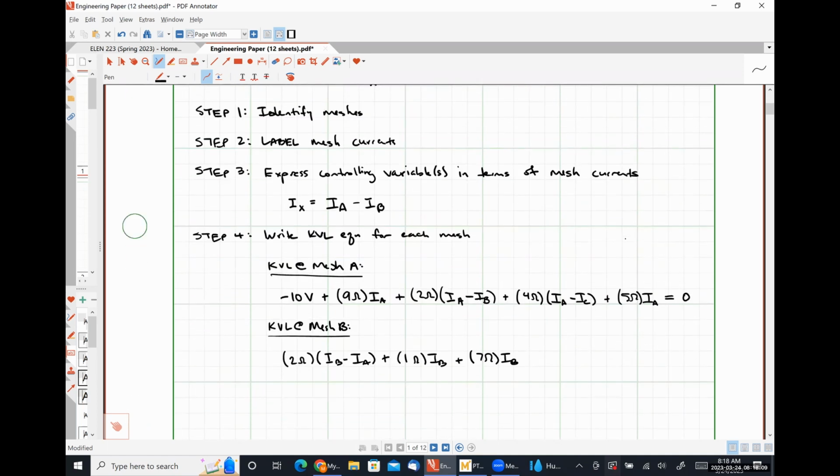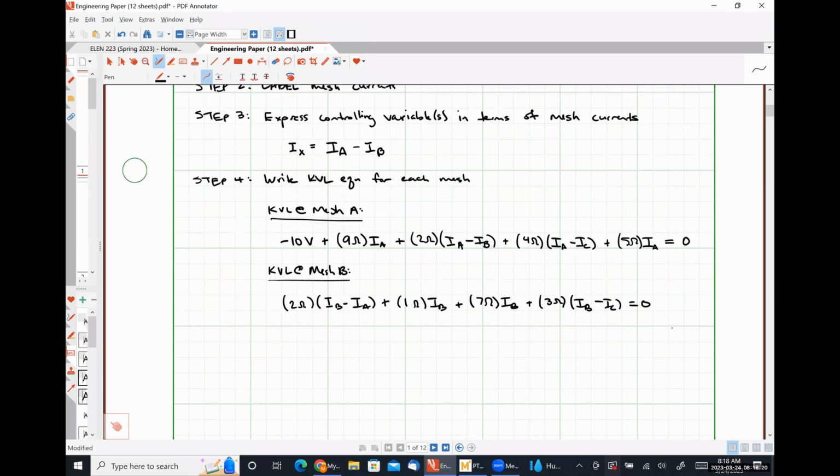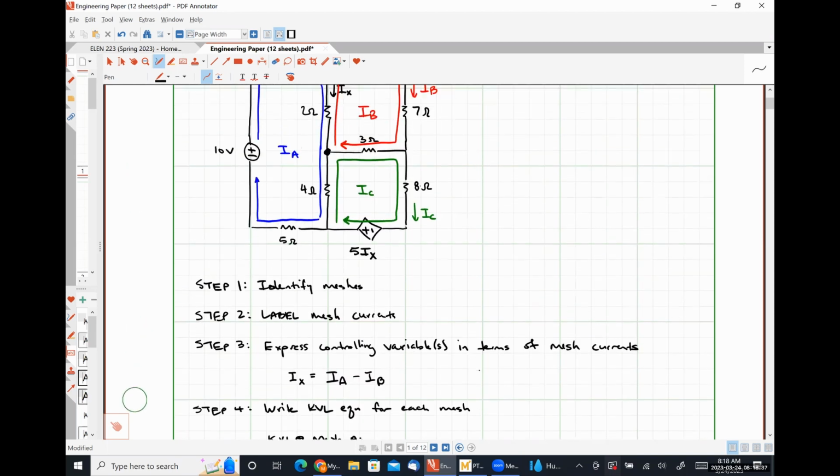What's the next thing that we see? IB minus IC. Great. Thank you guys for being so responsive today. I hear lots of people chiming in. That's wonderful. Those are the only 4 elements that are in mesh B, so we have all of those voltage drops taken care of. Now we're going to write KVL at mesh C, starting from this bottom node here.